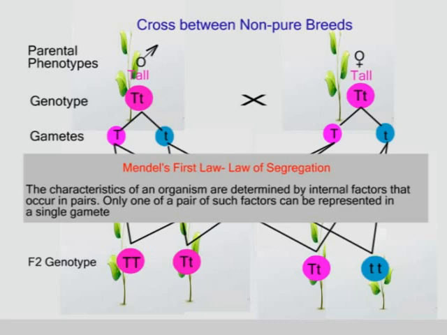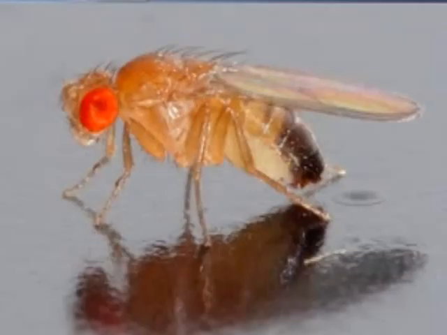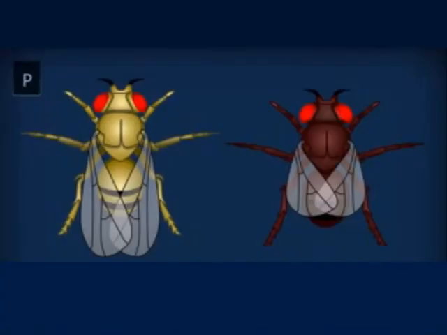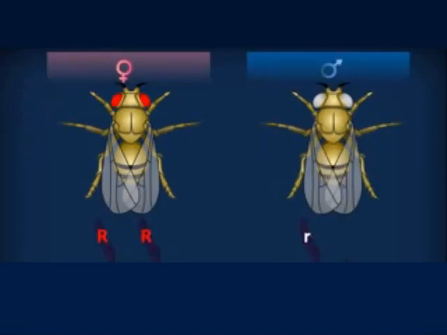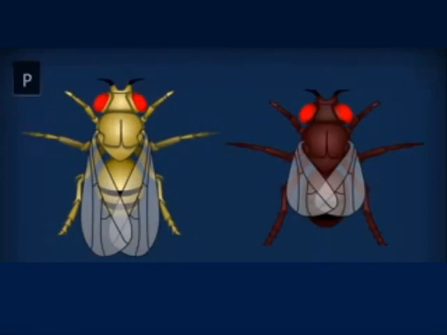Now, similar monohybrid results as those of Mendel have been obtained by using the common insect, the fruit fly, or Drosophila melanogaster. The insect has many observable characteristics that show discontinuous variations, and these include the wing length. There is the long wing, which is dominant over the vestigial wing. Eye color: red eyes are dominant over white eyes. Size of the abdomen: the broad abdomen is dominant over the narrow abdomen. Body color: gray body color is dominant over black body color.